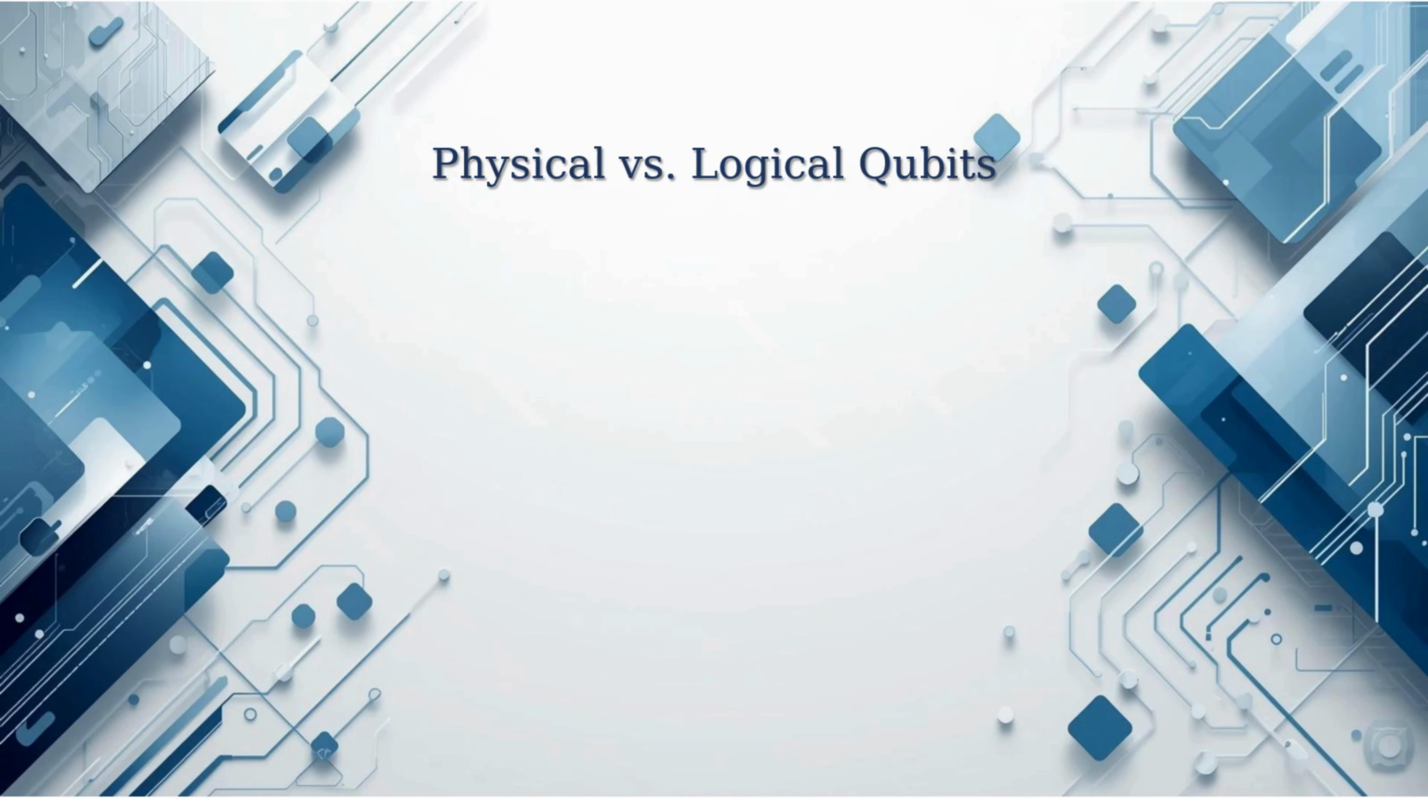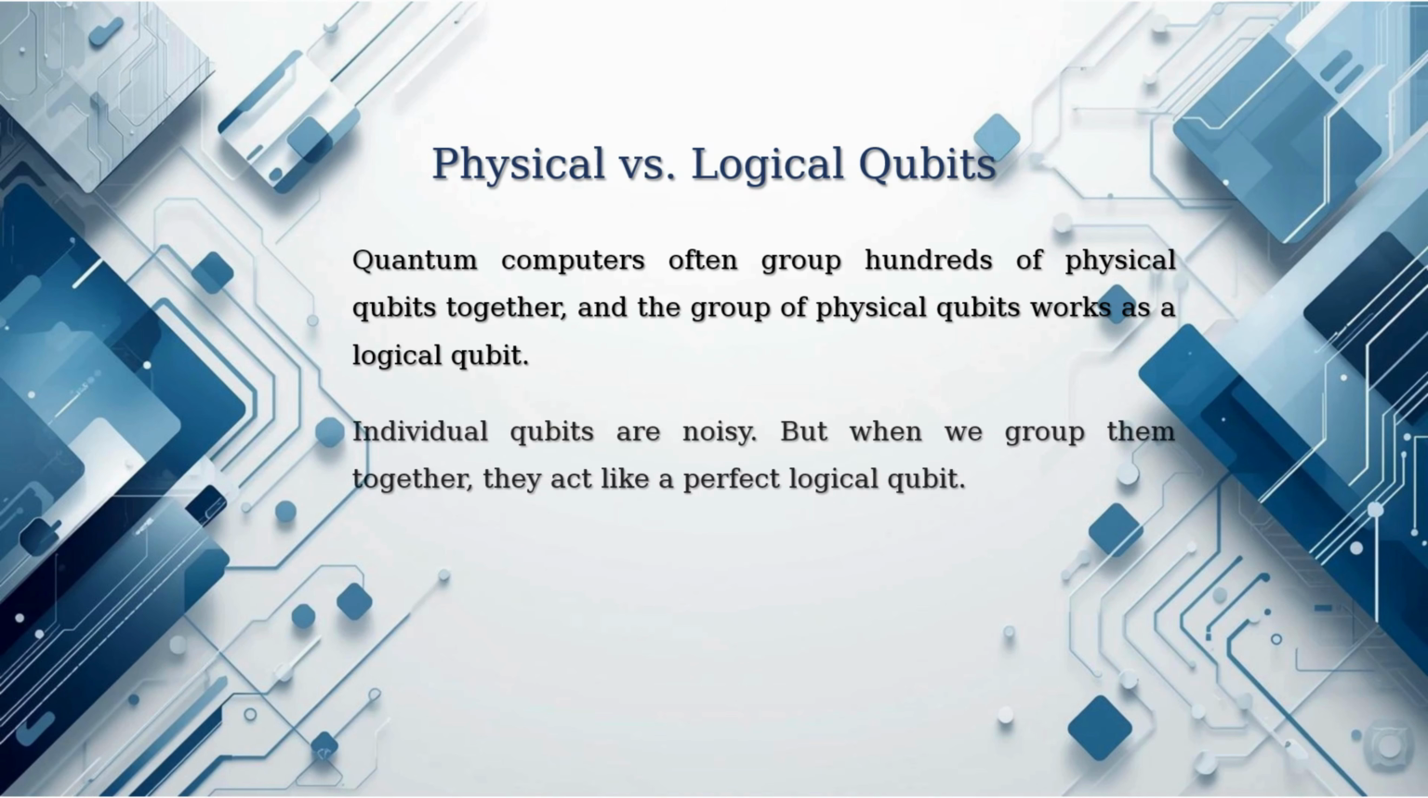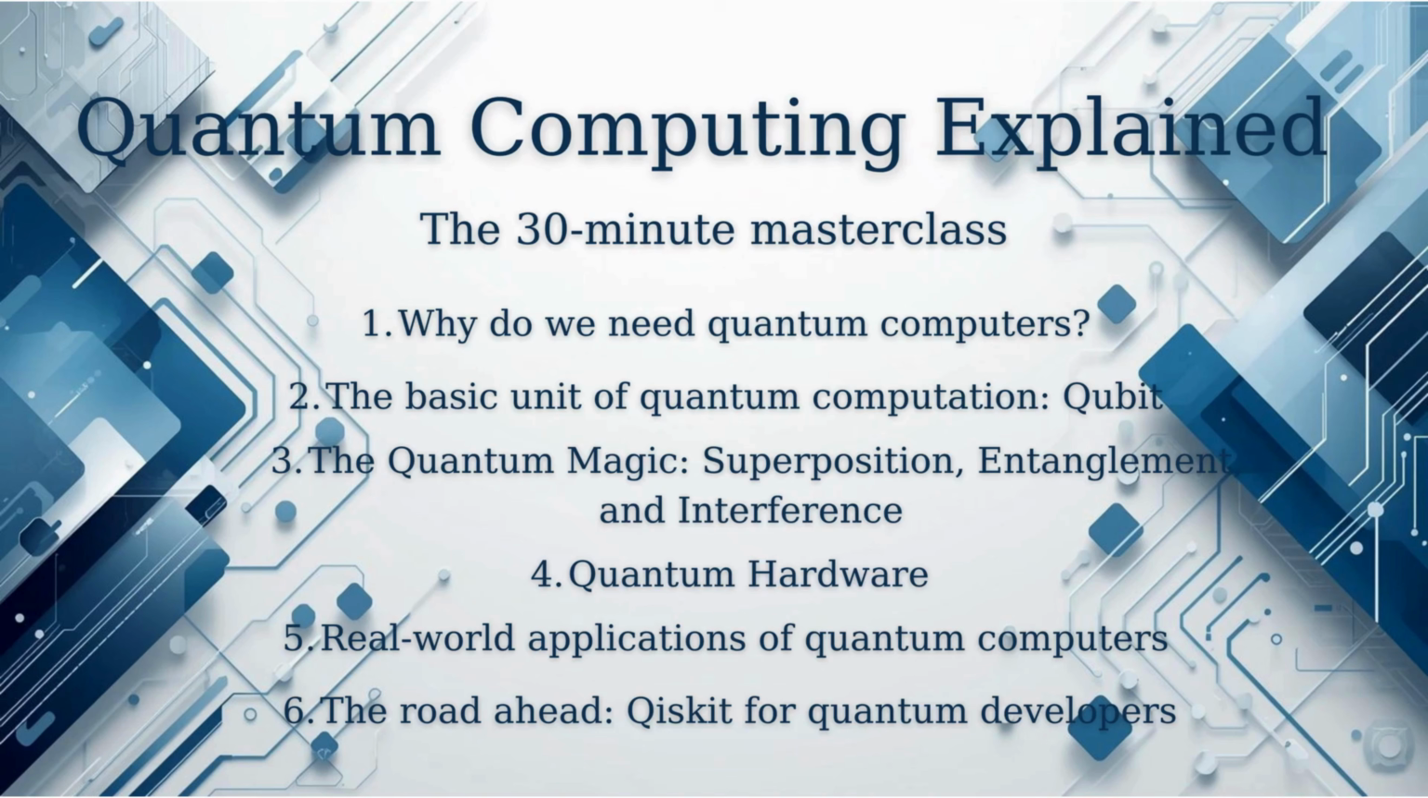Very recently, the focus has shifted from physical to logical qubits. Quantum computers often group hundreds of physical qubits together, and the group of physical qubits works as a logical qubit. Individual qubits are noisy, but when we group them together, they act like a perfect logical qubit.